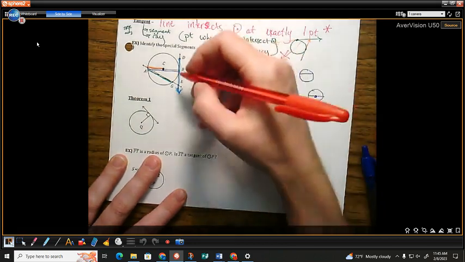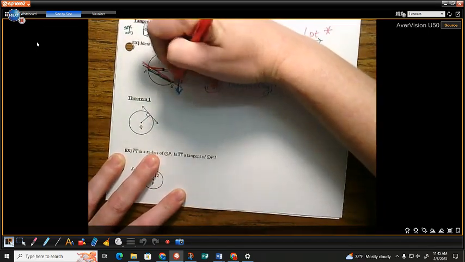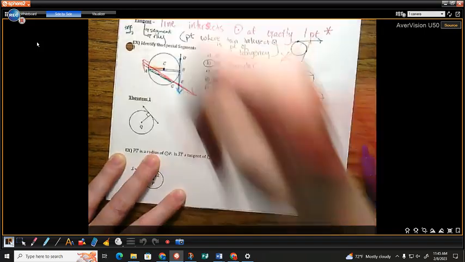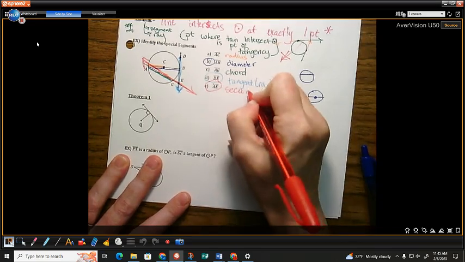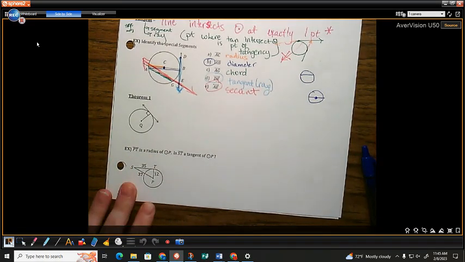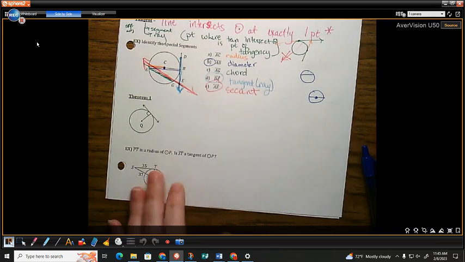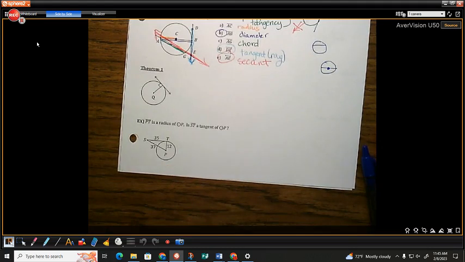And then we've got AE, but a whole line. So the whole line AE is going to be a secant. Are you impressed yet? No. Probably not. So let's start learning some theorems instead. Get out your green formula chart and find theorem 1.